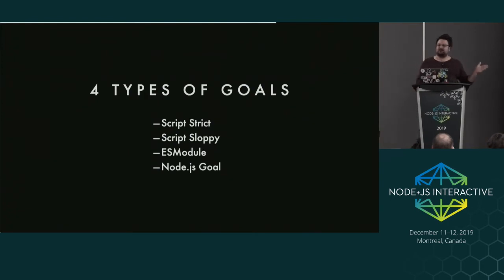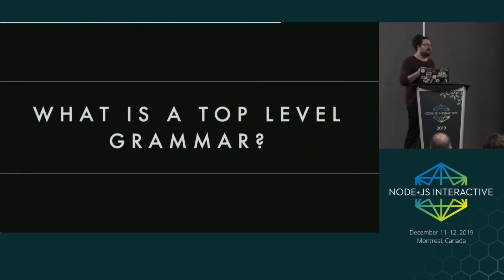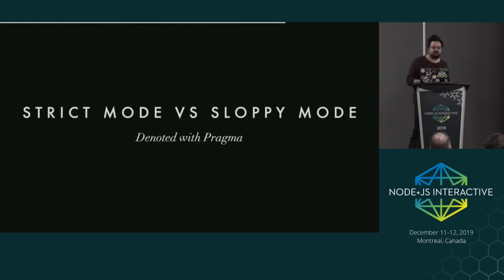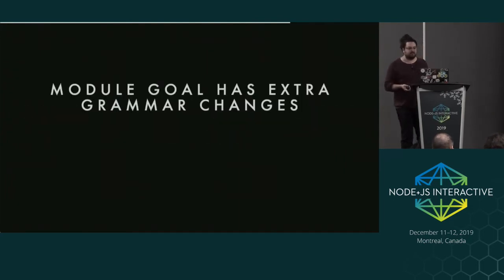There's old school scripts where you didn't say use strict at the top. That has a particular thing and certain features that are available. If you say use strict, then other features are available. In the ES module goal, there's even more restrictions. And then the Node.js goal has a whole bunch of things that are specific to it. So when we talk about that top-level grammar, that's kind of the strict mode versus sloppy mode and certain things that are limited based on using that pragma.